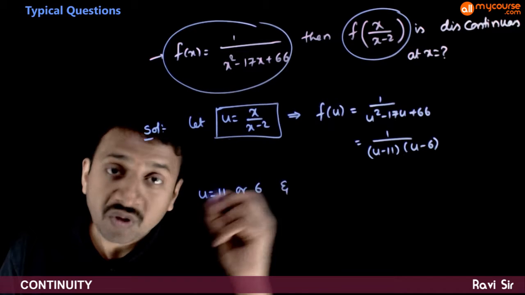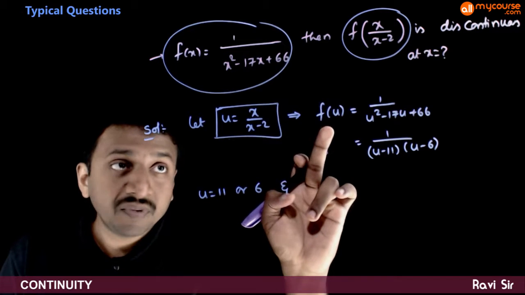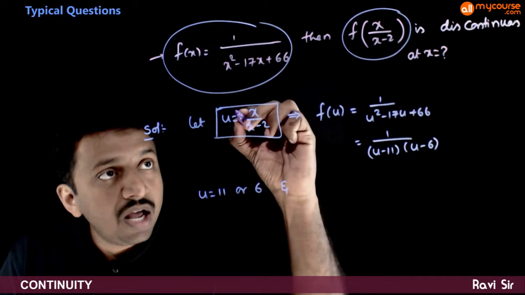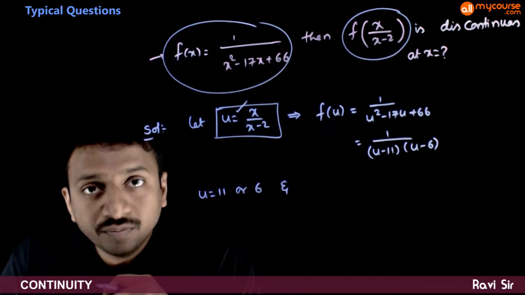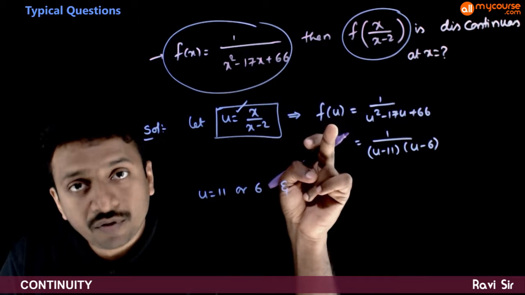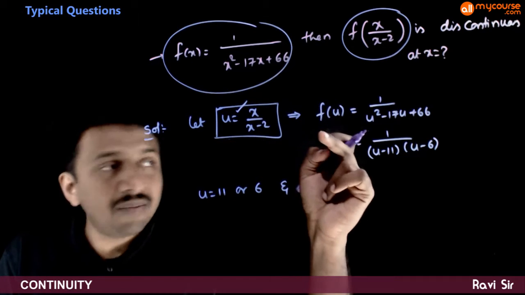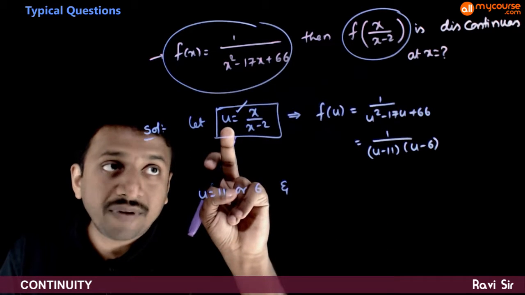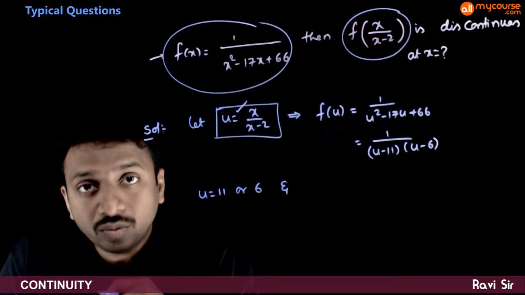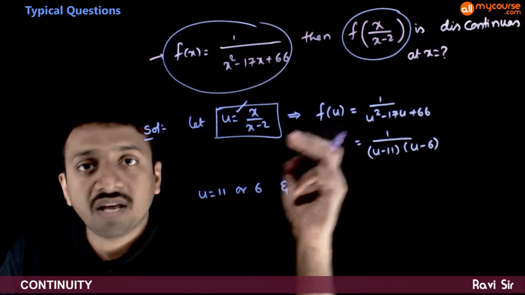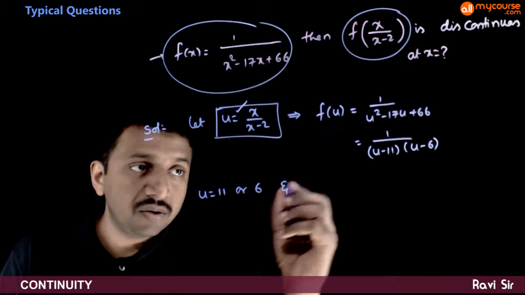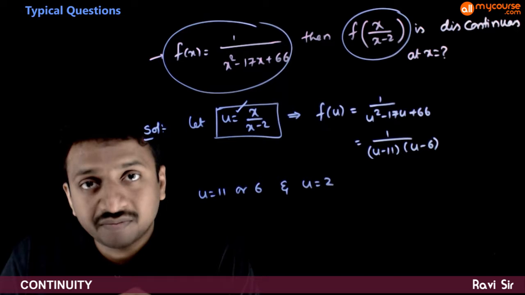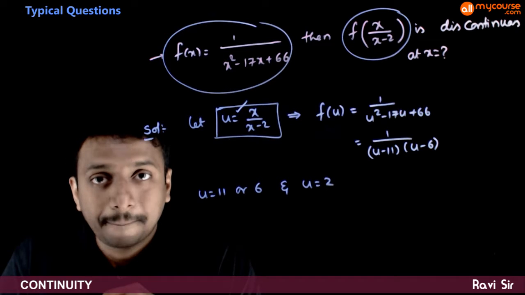And also, you have to be very clear here. F of u is not defined at x is equal to 2 because u is not defined at x is equal to 2. Only after f of u is defined can you think about continuity or discontinuity. But u of x is not defined at x is equal to 2. So if u is not defined, obviously f of u is also not defined, and the function is discontinuous there.